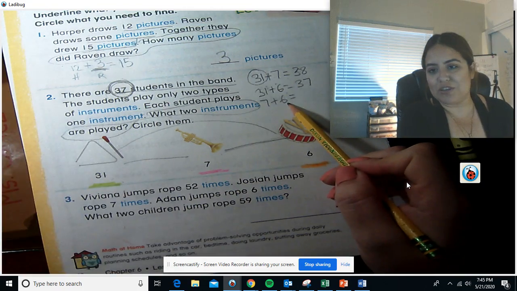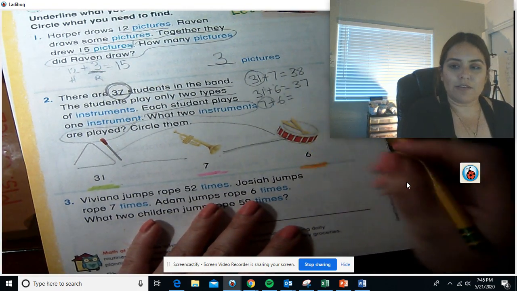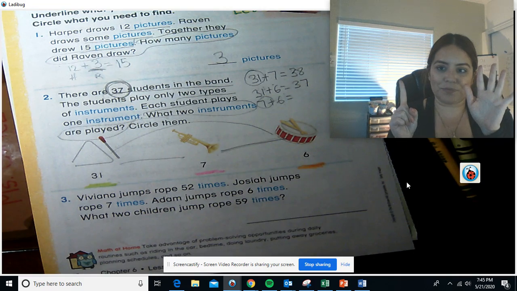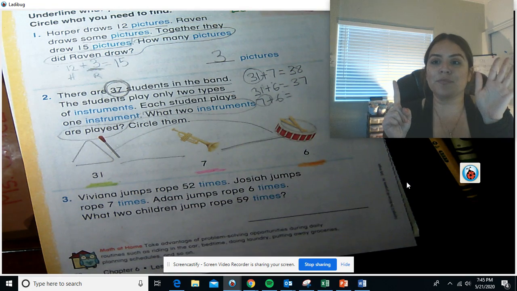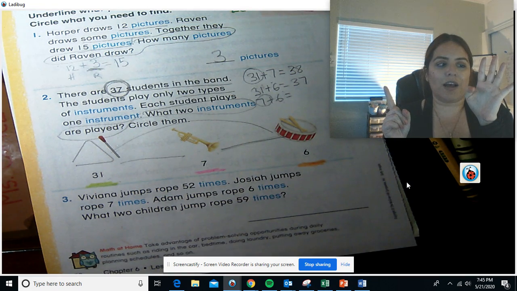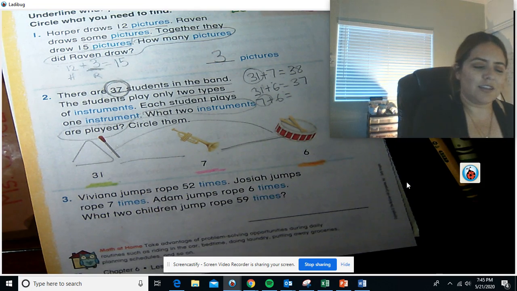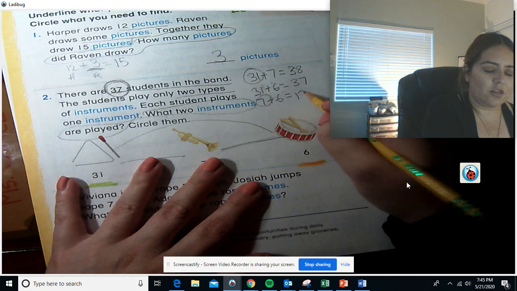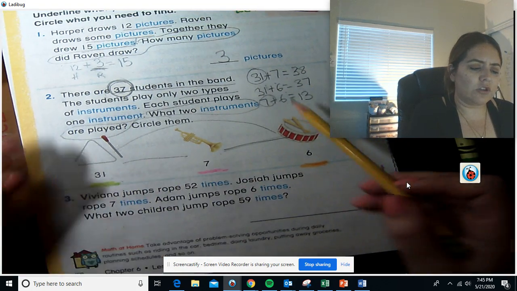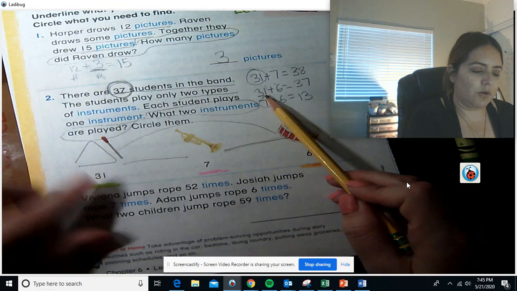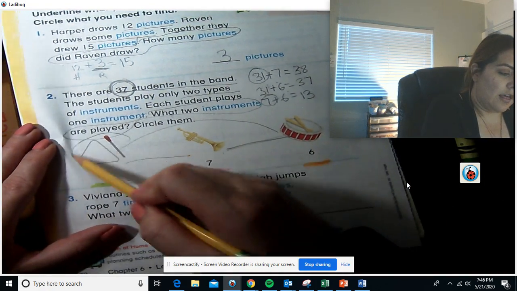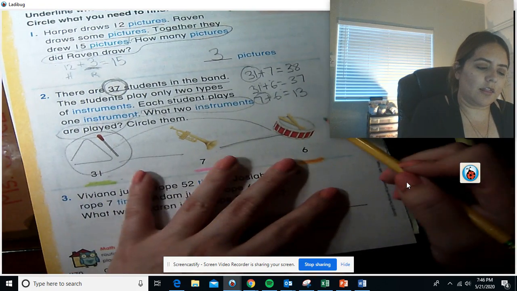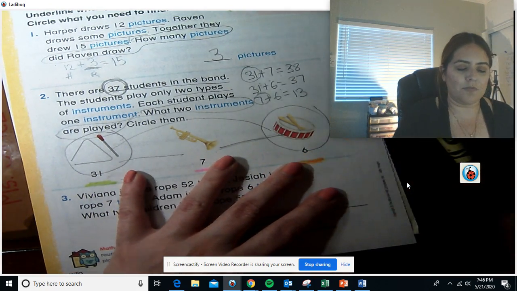Let's check the next one just for fun. So 7's our big number, and then show me 6. So we're going to start with the big number. 7's going to go in our head. 7, 8, 9, 10, 11, 12, 13. That's a very small number. 13. So which two instruments do they play? 31 and 6. They play the triangle and the drum.